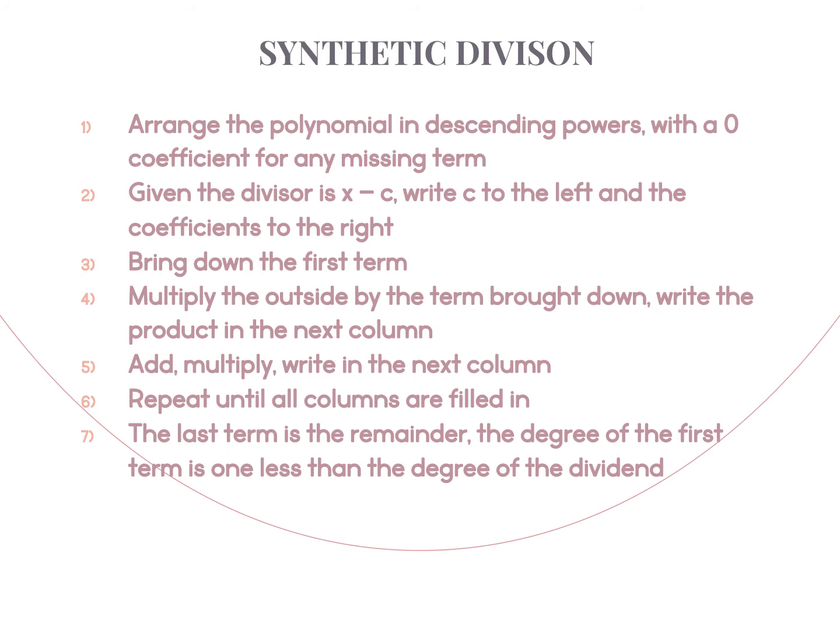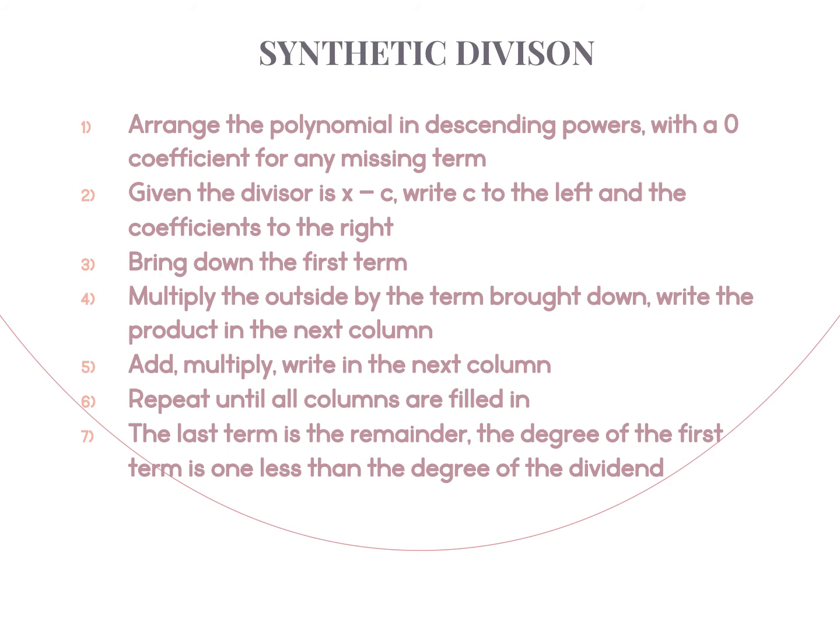So for synthetic division, again, same process as far as arranging your polynomial in descending order. We need to fill in any coefficients with zeros for any exponent that's missing. When we're given that the divisor is x minus c, we're going to write c to the left and the coefficients to the right. We're going to bring down the first term.